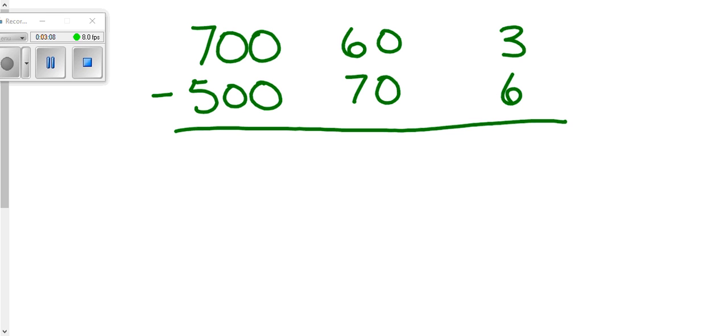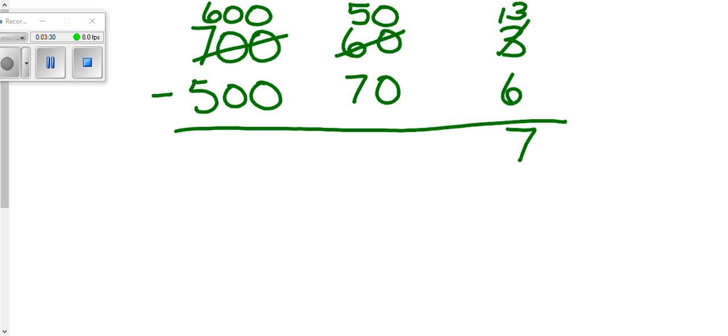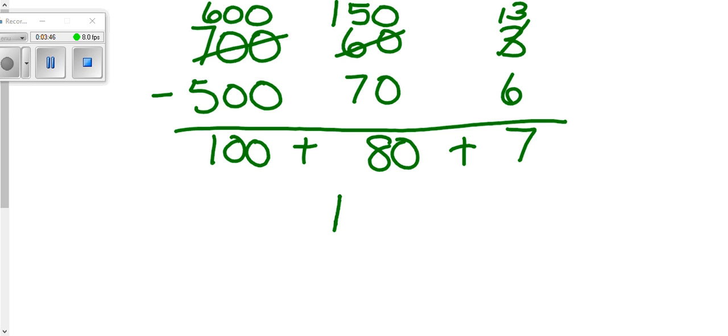So 3 minus 6 you can't do. Come over and borrow a 10, which makes this 50. That 10 that you borrowed adds to the 3. 10 plus 3 makes this 13. 13 minus 6 makes 7. Here you've got 50 minus 70, so you're taking away one of these 100s, and you're adding that 100 here, so this would be 150 minus 70, which is going to give you 80, and then 600 minus 500 is 100. Final answer of 187.